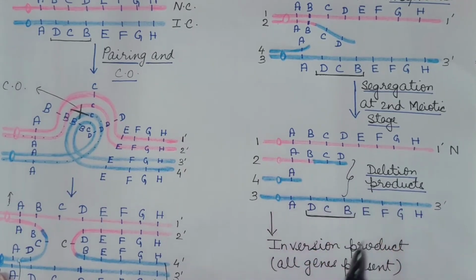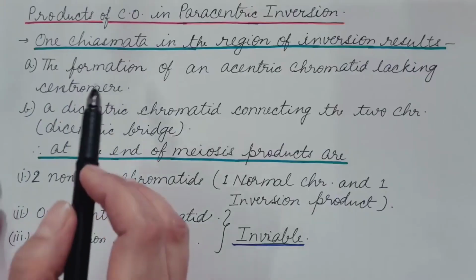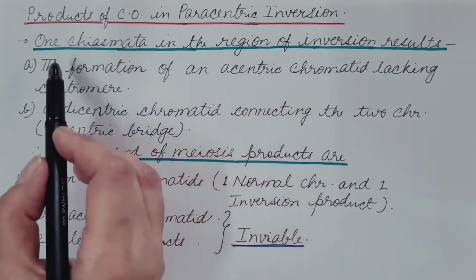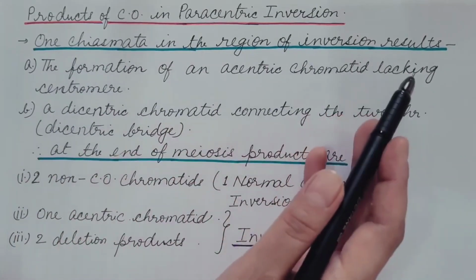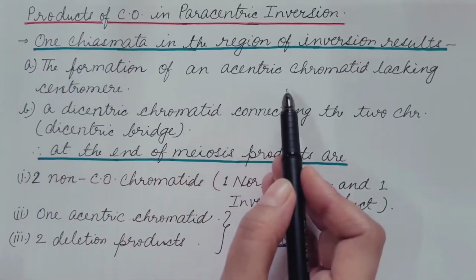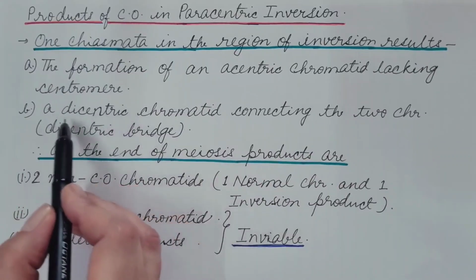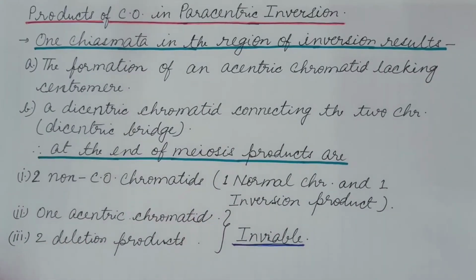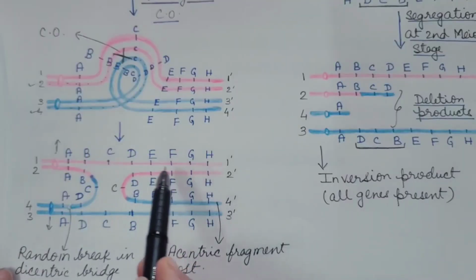So these are known as the deletion products, and one chromosome with the inverted segment, which is known as the inversion product, and it consists of all the genes. So what we can say is that the products of crossing over in the paracentric inversion, one chiasma in the region of inversion, result in the formation of an acentric chromatid lacking a centromere and a dicentric chromatid connecting the two chromosomes, which is known as the dicentric bridge.